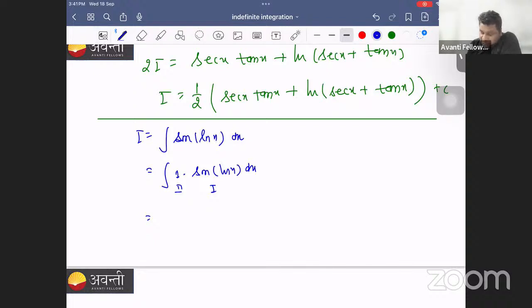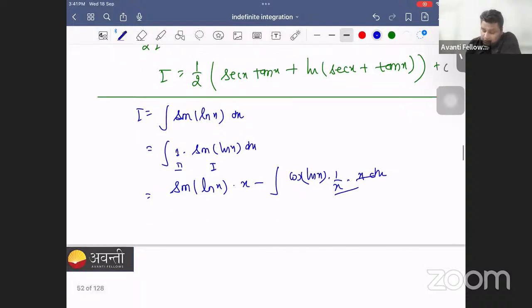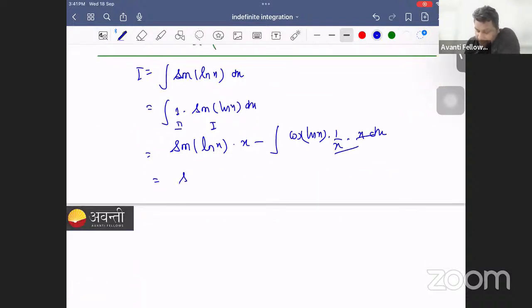Got it? So first is second integration x minus integration derivative of first. Sin ln x derivative is cos ln x into derivative of ln x, 1 by x. Integration of second x dx. Now this x is 1. So now you have x sin ln x minus integration cos ln x dx.